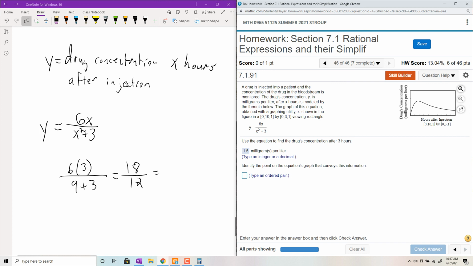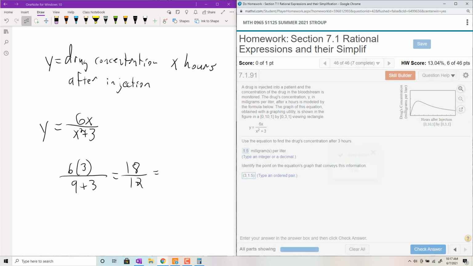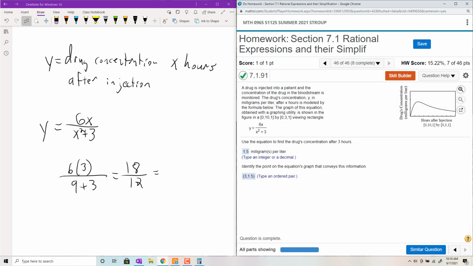And identify the point on the equation's graph that conveys this information. They want an ordered pair, x comma y. I don't really think you need the graph. It's just x is 3 and y is 1.5. I don't know why you would need a graph. There it is. Okay, I think that's it then.